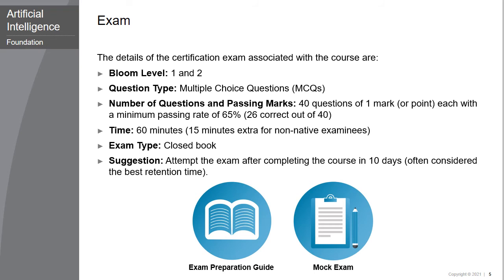Let's look at the high-level details of the certification exam as provided on the screen. The exam will contain Bloom Level 1 and Bloom Level 2 questions. All questions are multiple choice questions. Each question will have 4 options and 1 correct answer. The exam will have a total of 40 questions. The passing percentage is 65. Or you have to correctly attempt a minimum of 26 questions.